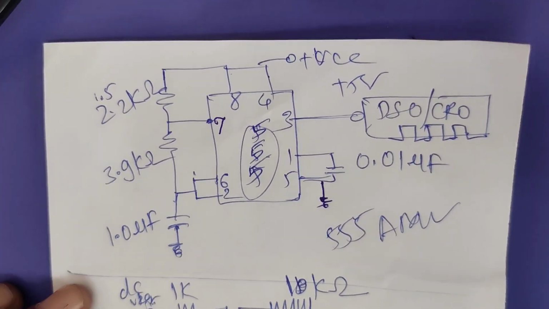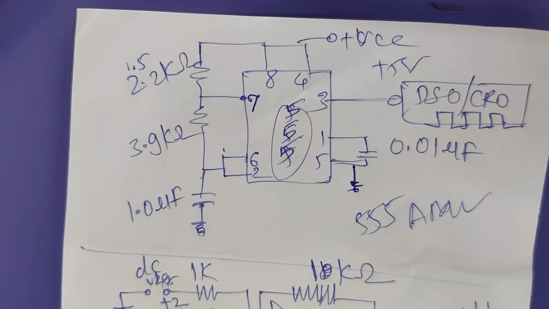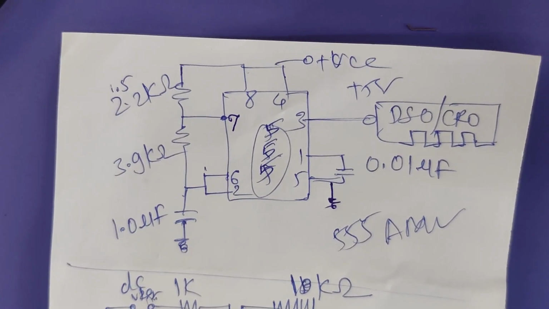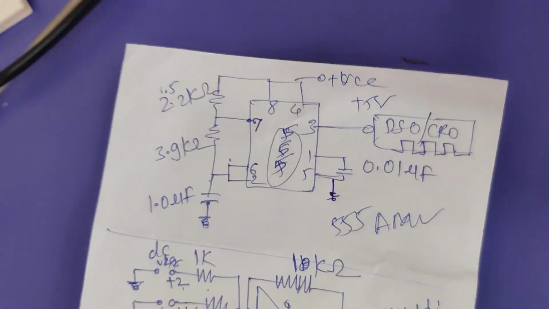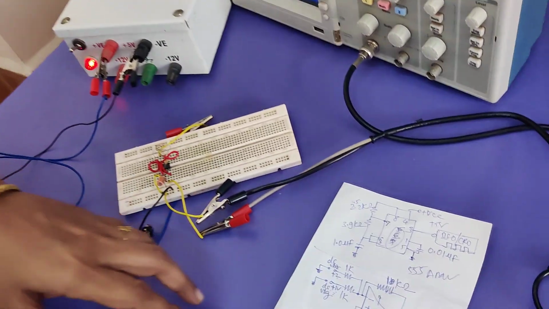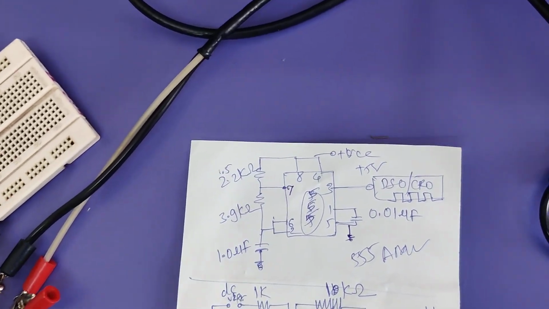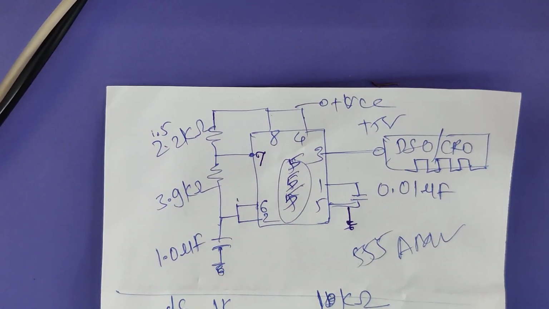Good afternoon, students. Today we are going to learn about the 555 Astable multivibrator using the 555 timer IC. Basically, we can construct an Astable multivibrator using the 555 timer IC, as well as using the op-amp, as well as using the transistor. In the earlier semester we had already studied the Astable multivibrator using the transistor. Now in this semester we'll use the 555 timer IC for this Astable multivibrator.